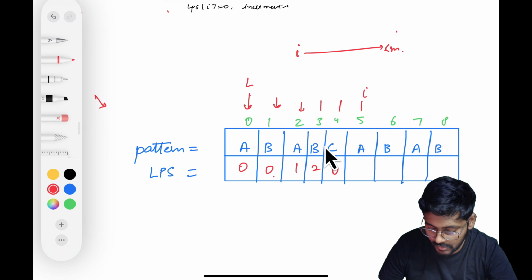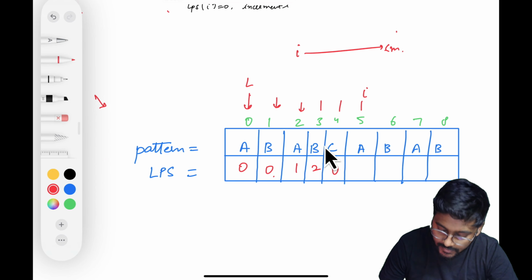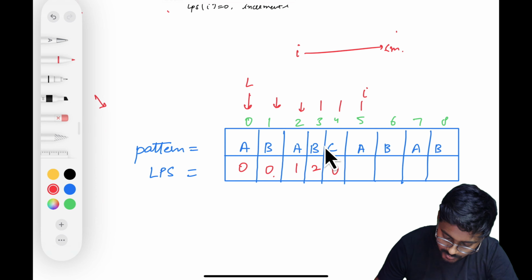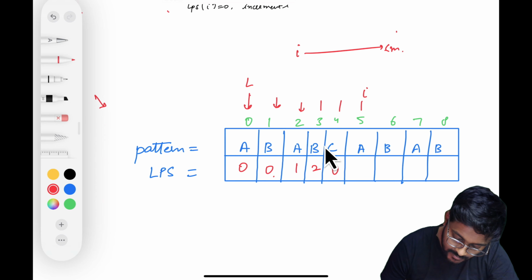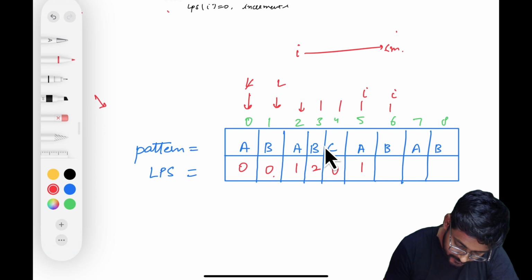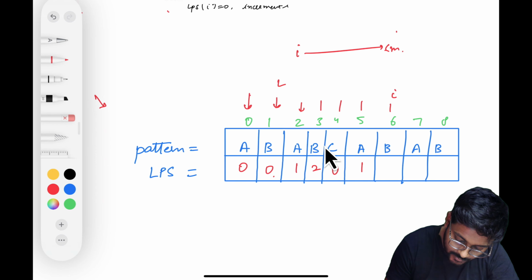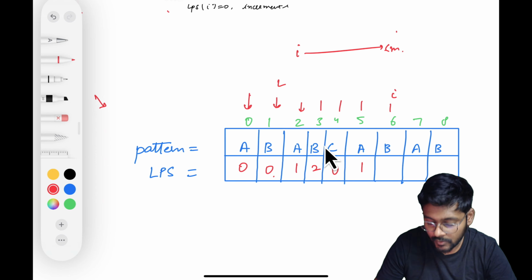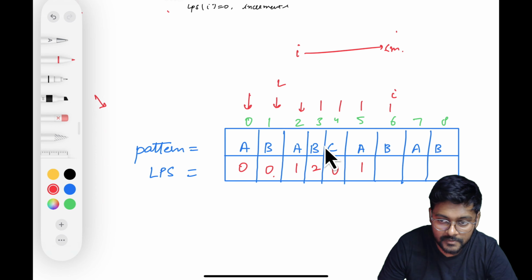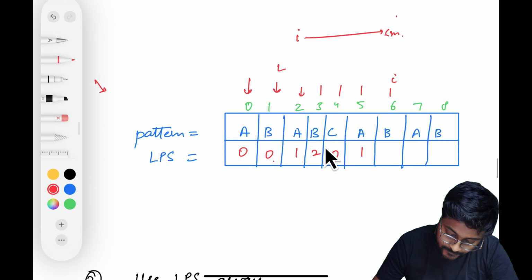This is the state now. Now I have to compare L and I again. L and I are both having same characters A and A. So L length plus 1, which is this, and then update the value in LPS I and then increment I. I am doing whatever is written in my algorithm. You might also have to dry run for 1-2 times, then you will get the understanding.